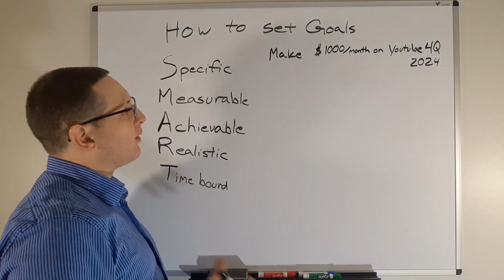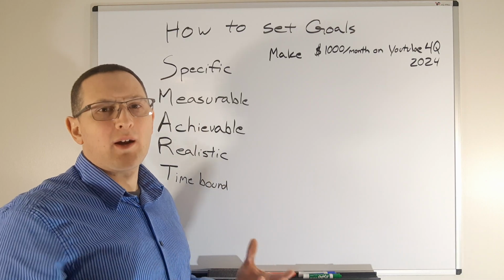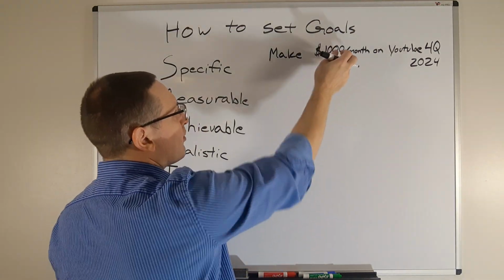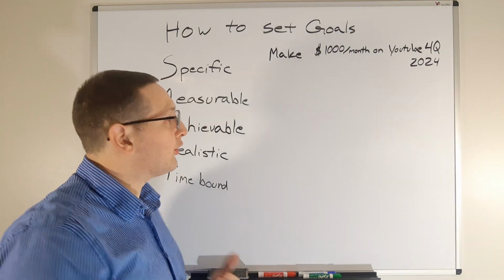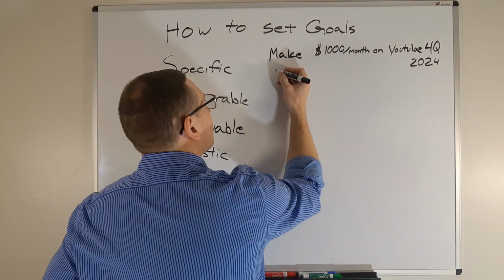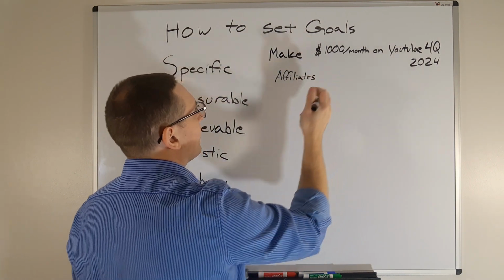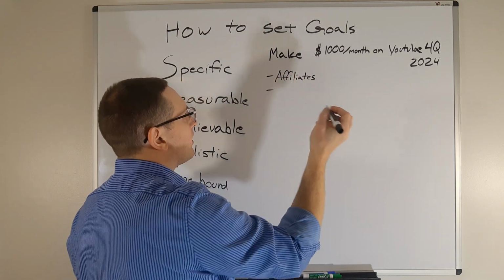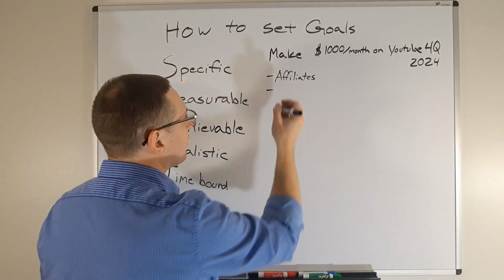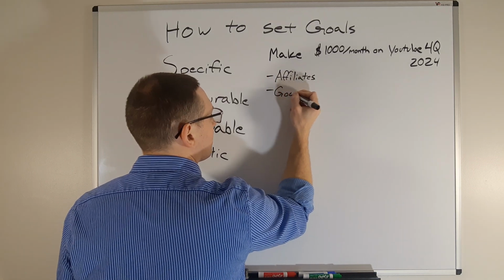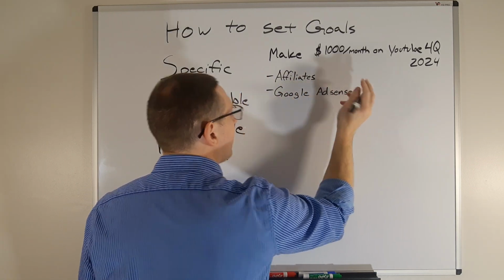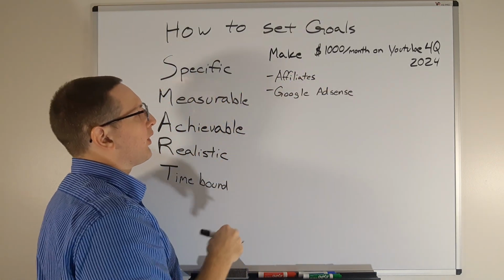Well, that's kind of a big goal. Now, you want to chunk that up into something smaller. So how do you make money? So a couple of ways that you can make money on YouTube. One would be affiliate programs. So affiliates. So that's one way. The other way that you can get ad revenue is through Google AdSense. And there's a bunch of other ways, but we'll just focus on this.